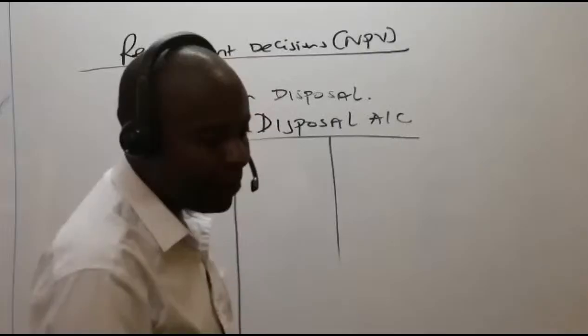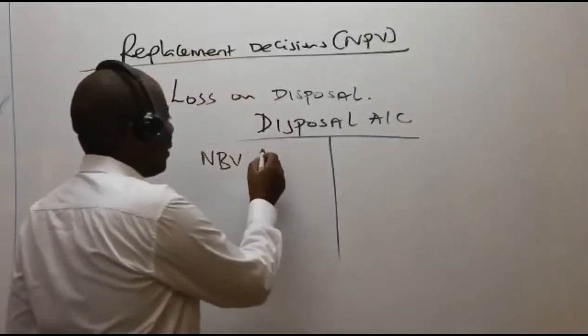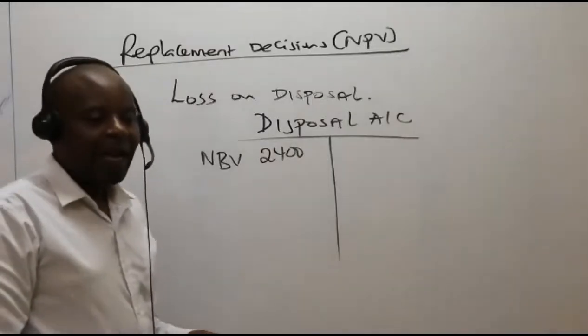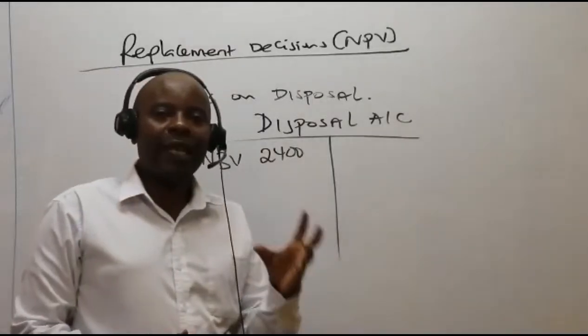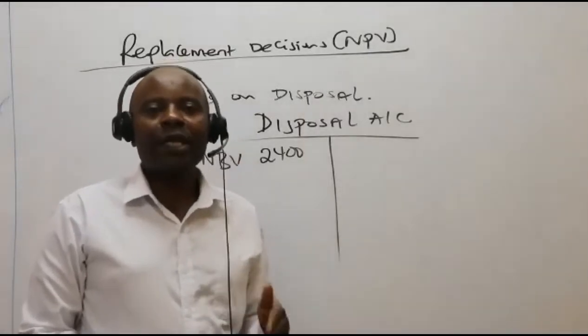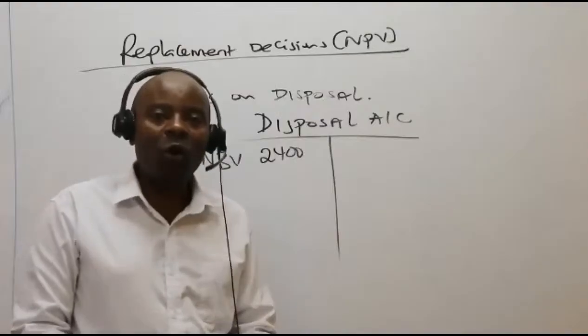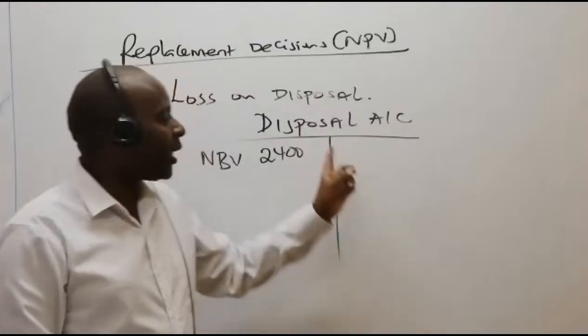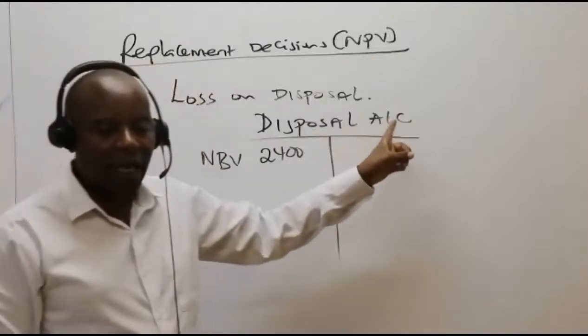So this is what I bring first here. I would want to put my figures in thousands, so 2,400 like that. And then the other thing, of course, next in disposal, I expect to receive money. When I receive money out of selling this old equipment, I will debit my bank account and credit my disposals account.